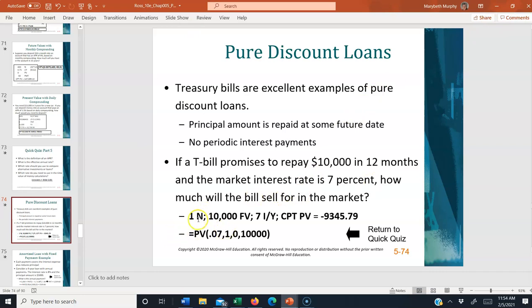Okay, so the period is 1. The future value, we're going to get $10,000 in 12 months, so that's the future value. The interest rate is 7. We're going to compute the present value, and that's going to give us minus 9345.79. For Excel, we'd use the present value function. 0.07 is the interest rate, 1 is the period, 0 is the payment, and 10,000 is the future value.